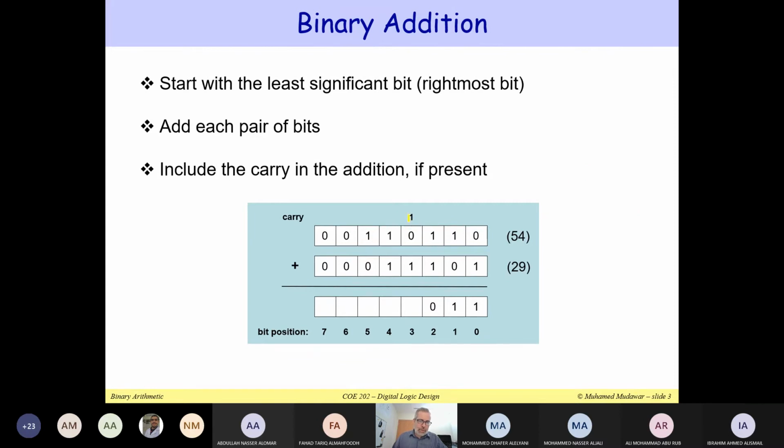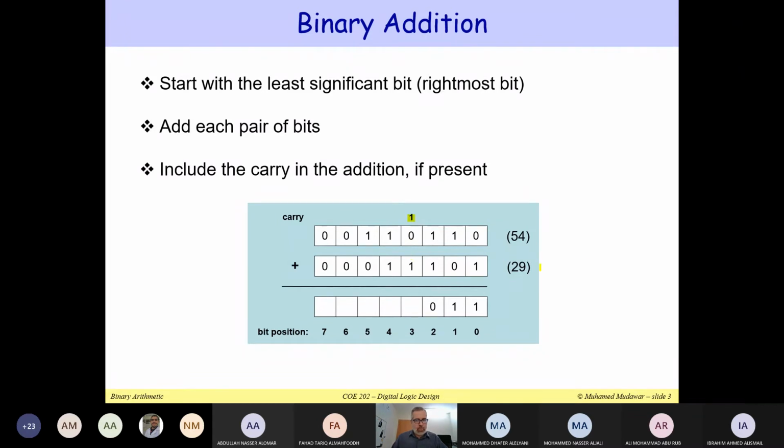So notice that because we are using a carry, the carry is propagated to the next bit. That's the meaning of the carry. It is the same way that we do decimal addition, but here it is easier in binary because there are only 0s and 1s. Now notice, because we have a carry, we have to add 3 bits vertically.